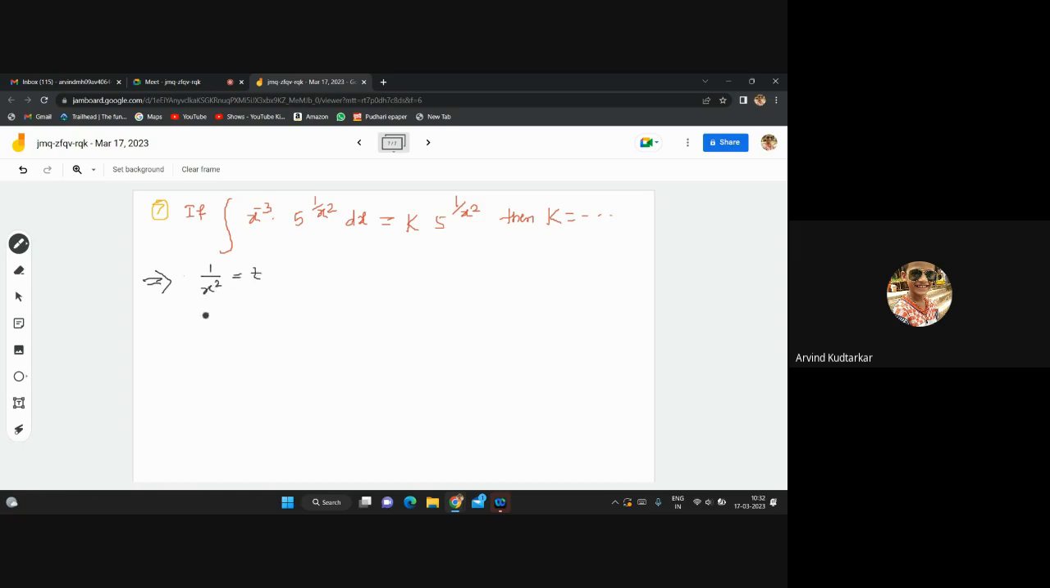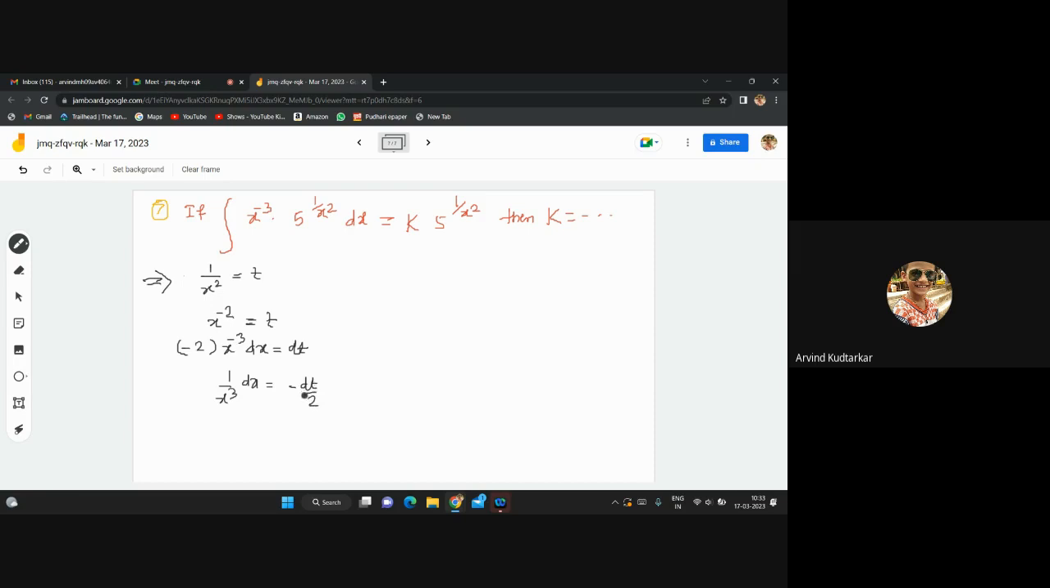What is their differential? Their derivative is what? X raised to, you have to write there in numerator form. So x raised to minus 2 is t. Their differential is minus 2 into x raised to minus 3. And again you find the derivative of base. That is what? Dx. That is equals to dt. So 1 by x raised to 3 into dx is equals to minus dt upon 2.